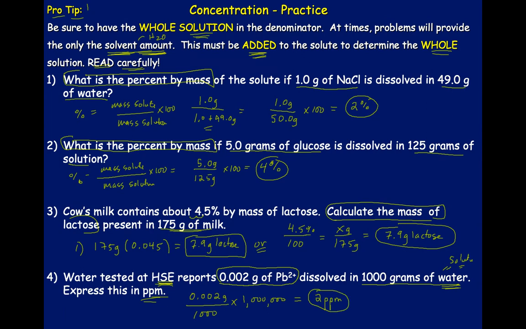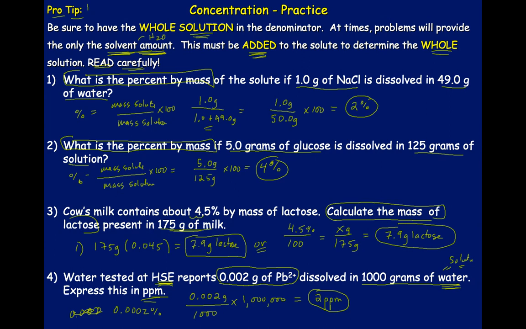Now let's just say we wanted to do this as a percentage. I wanted to do part over whole times 100. I would put 0.002 divided by 1,000, just like I did before, but multiply that by 100 instead. And if I do that, I would get 0.0002%. Now again, what's easier to manage here?